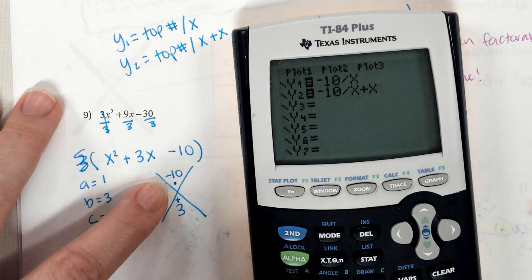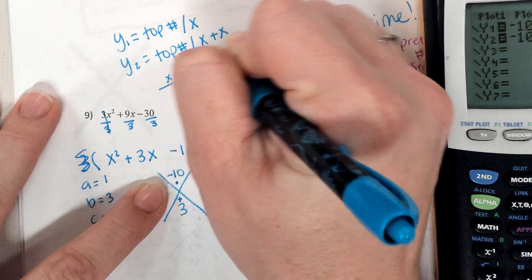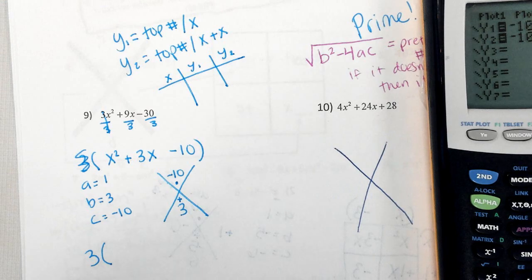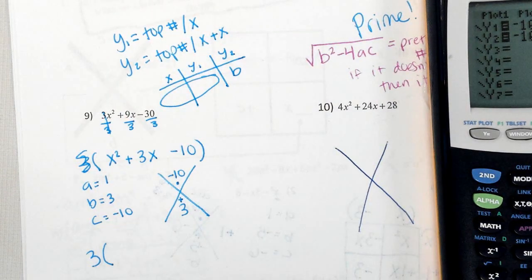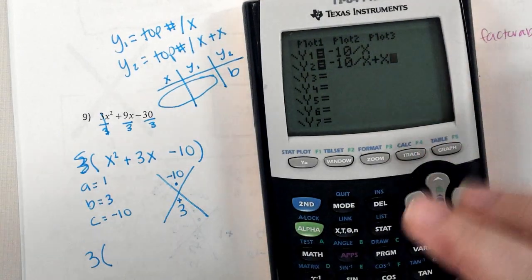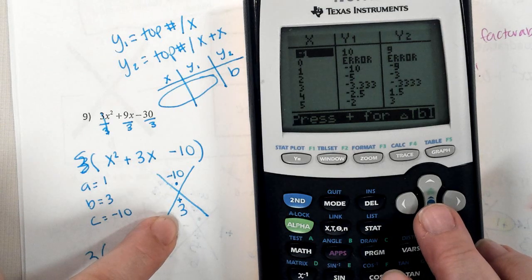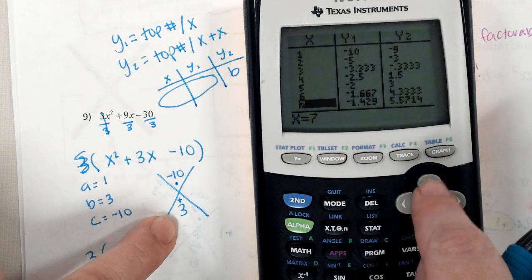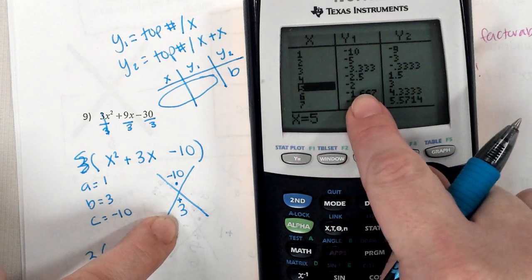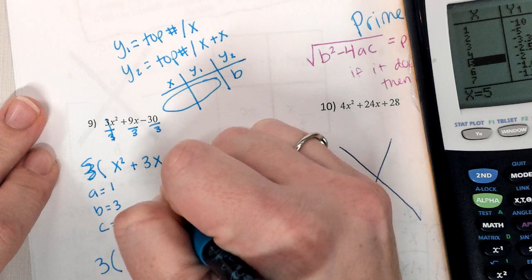Everybody see that? Then you're going to go to your table, and you're going to have x, y1, y2. You're looking for your b value in y2, and those will be your split b term. So here, second graph, what's my b value? Positive 3, not negative 3. So what are my numbers? 5 and negative 2. See how 3 is in my y2? So 5 and negative 2 are my numbers. Positive 5, negative 2, every single time.